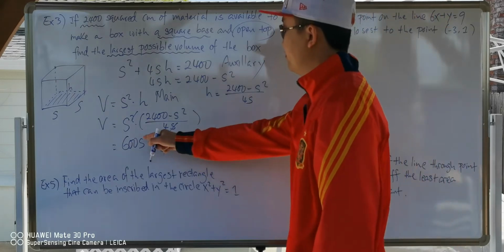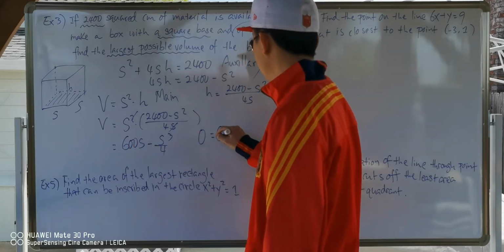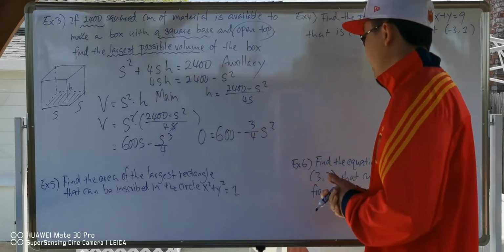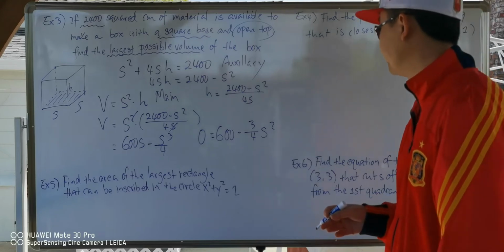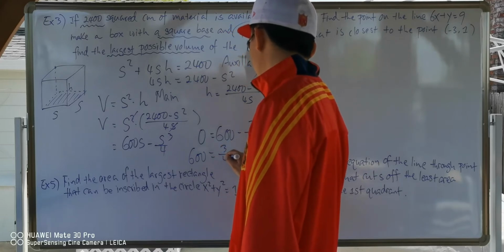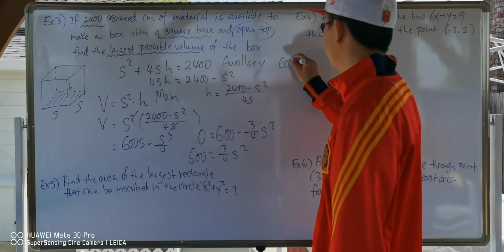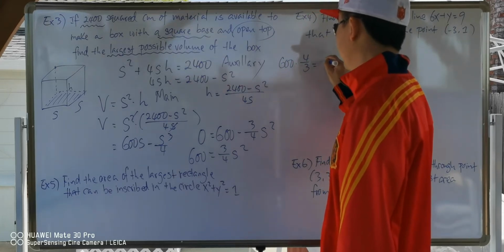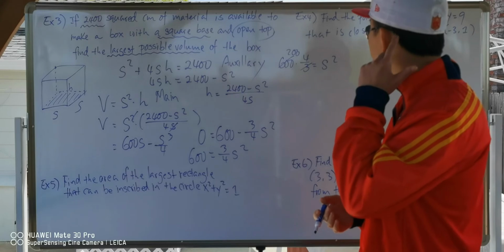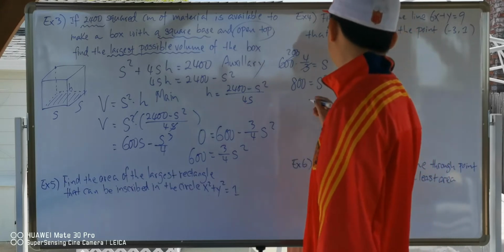Now we want to take the derivative. The derivative of the volume constant is 0. The derivative of 600s is 600, minus 3/4 s squared. And now from here, you want to solve for s. So we have 600 equals 3/4 s squared, and then multiply by 4/3 on both sides. So 600 times 4/3 equals s squared. So we have 200 times 4, which is 800, equals s squared. And then square root both sides.